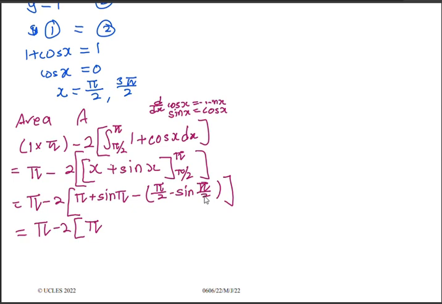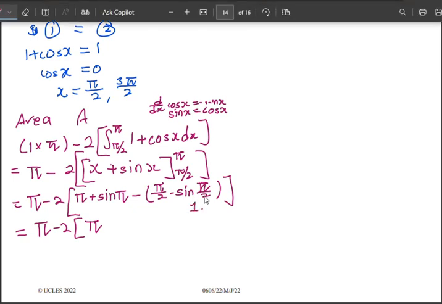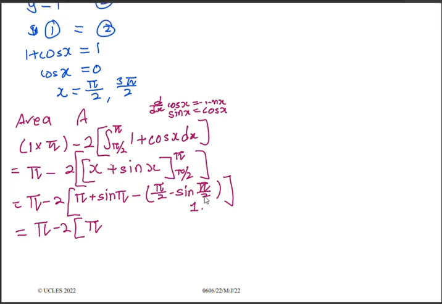So sine 0 is 0. So minus pi over 2 minus sine pi over 2. So negative sine 90. No, negative. So sine 90 is 1. Where sine 0 is 0. Yeah. Sine pi over 2, this is plus. Sorry. So, yeah, now I simplify it, minus pi over 2 plus 1.